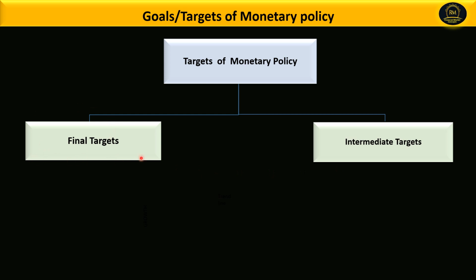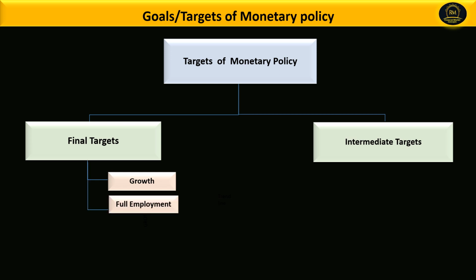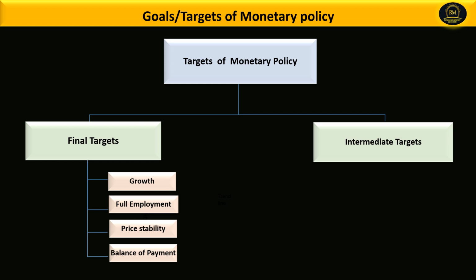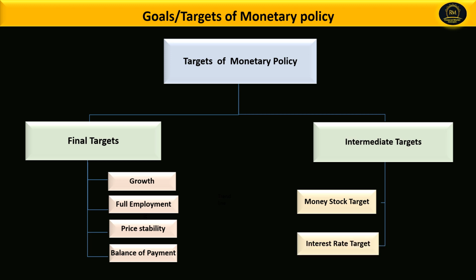Now, what are these final targets? The final targets of monetary policies are growth, full employment, price stability, and balance of payment equilibrium, whereas the intermediate targets are money stock target and interest rate target. So in the present study, we will see the money stock target and interest rate target in detail and how this target helps the monetary policy maker to achieve the final target.